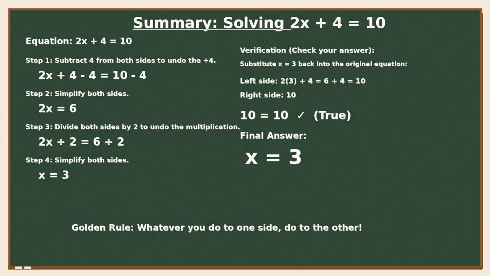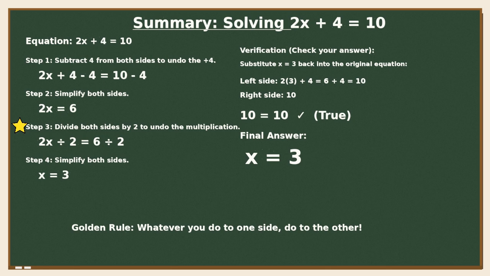We started with the equation 2x + 4 = 10. Step 1, we subtracted 4 from both sides to undo the plus 4. That gave us 2x + 4 - 4 = 10 - 4. Step 2, we simplified both sides. The 4's cancelled out and 10 minus 4 gave us 6, so 2x = 6.